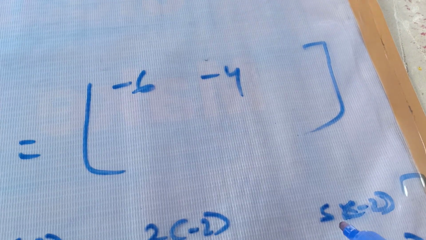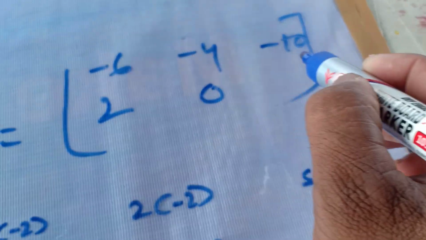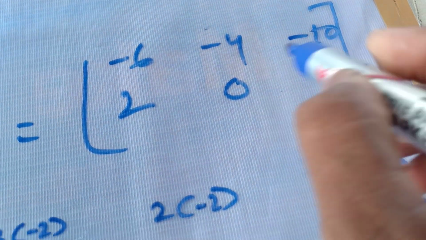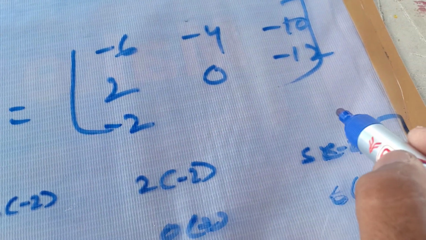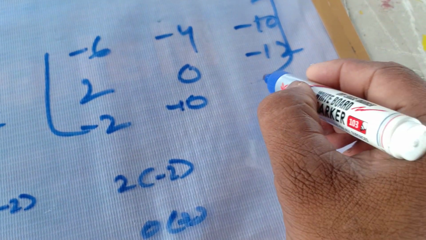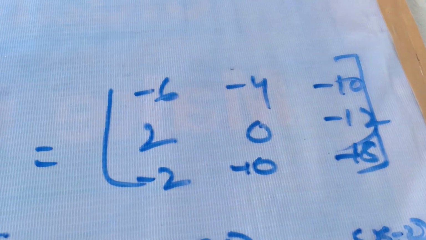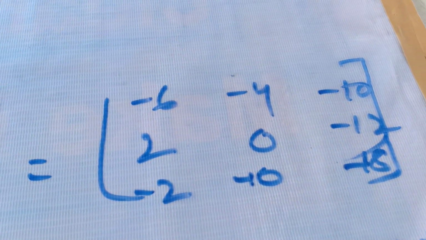So if you write the result, what will the answer be? 3 into minus 2 is minus 6, 2 into minus 2 is minus 4, 5 into minus 2 is minus 10, minus 1 into minus 2 is 2, 0 into minus 2 is 0, 6 into minus 2 is minus 12, 1 into minus 2 is minus 2, 5 multiplied by minus 2 is minus 10, and 9 multiplied by minus 2 is minus 18. So this is the output. Every number is multiplied by the scalar.